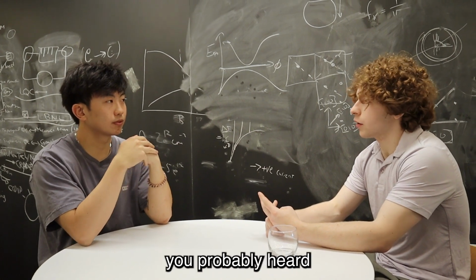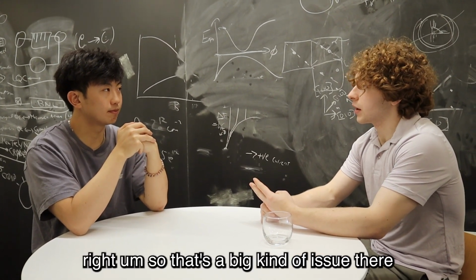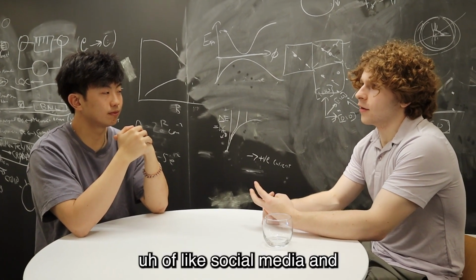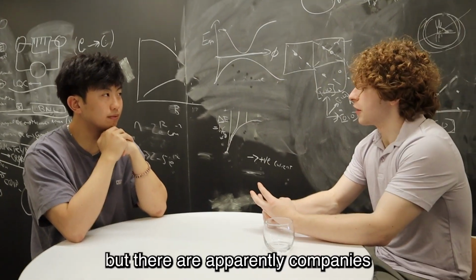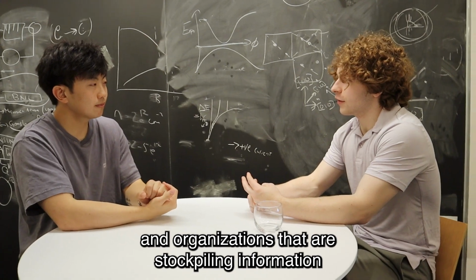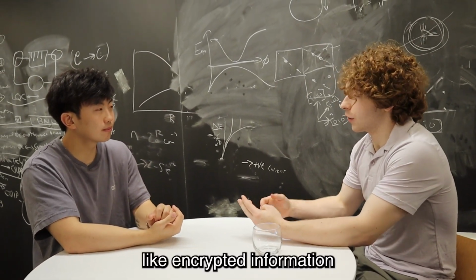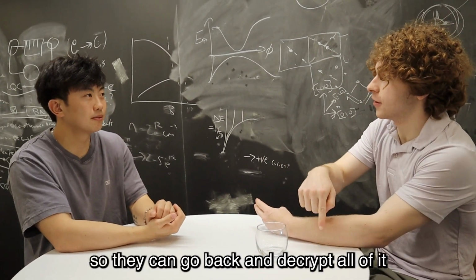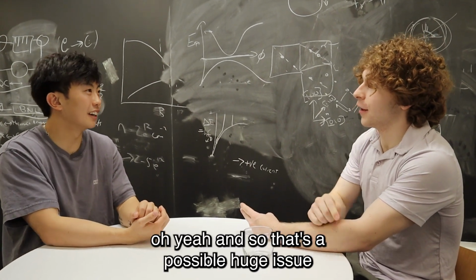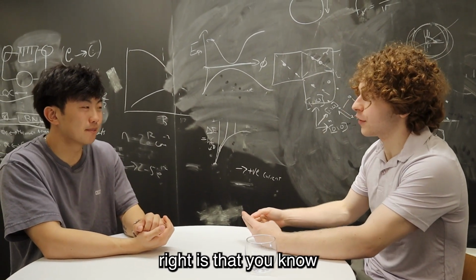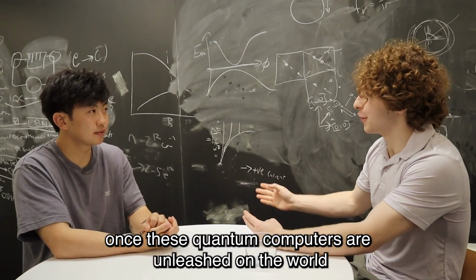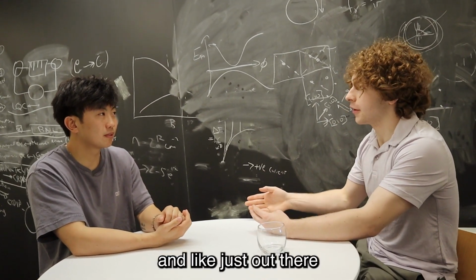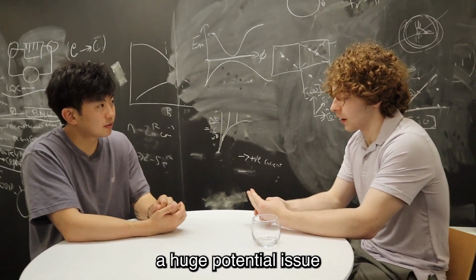Quantum computers, you've probably heard, can break RSA encryption. So that's a big issue. I've heard this through the pipeline of social media and news, but there are apparently companies and organizations that are stockpiling encrypted information that they cannot break right now, waiting for quantum computers so that they can go back and decrypt all of it because it's RSA. And so that's a possible huge issue: once these quantum computers are unleashed on the world, we might have tons of encrypted data, credit cards and the like, just out there. So that's a huge potential issue.